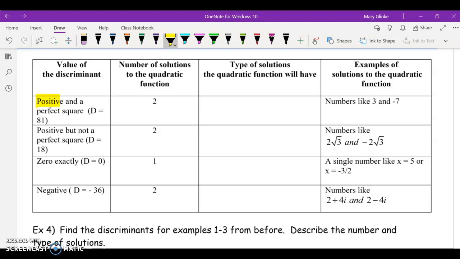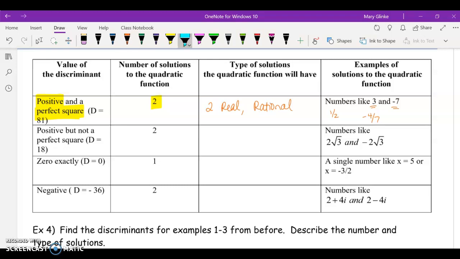So if your discriminant is positive, you know you're going to get 2 solutions. But if it's a perfect square, you're going to get a nicer type of answer because you're going to be able to square root it. So you will get 2 real and rational solutions if you have a positive discriminant that's also a perfect square. So that gives you answers like 3 and -7, but it also gives you answers like 1/2 or -4/7, things like that. Anything that can be written as a fraction is rational.